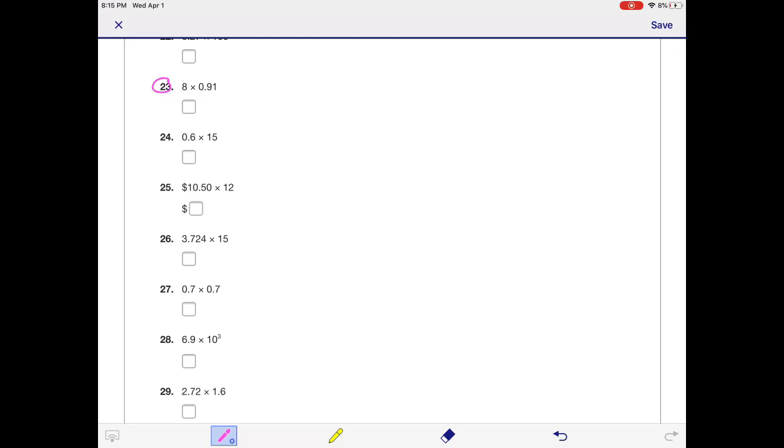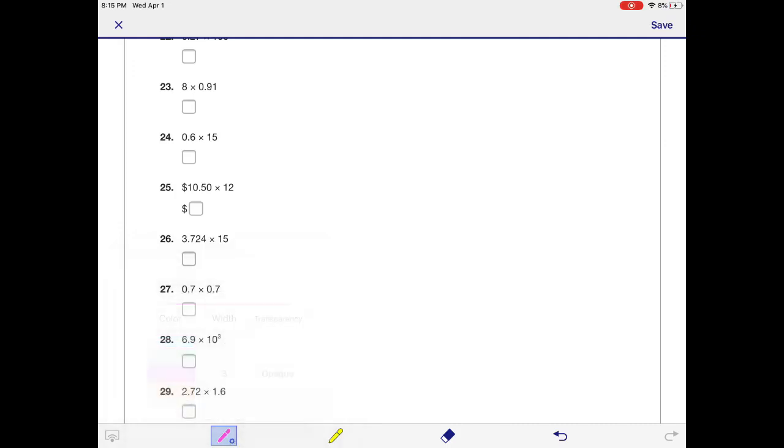All right, here on number 23, we've got 8 times 91 hundredths. There's no powers of 10, there's no multiples of 10, so we actually have to do the math here. We're going to take 91 hundredths times 8. Sorry, this is really hard. My hand is making marks on the screen. 8 times 1 is 8. 8 times 9 is 72. We've got 2 decimal places. We're going to move it 2 decimal places to the right there. Our answer is 7 and 28 hundredths.